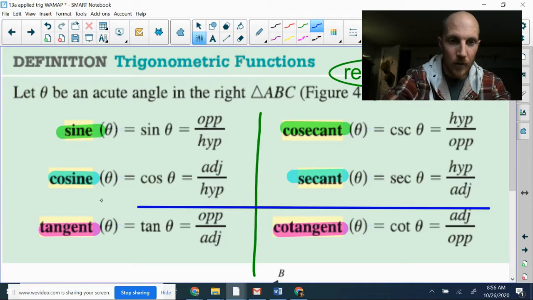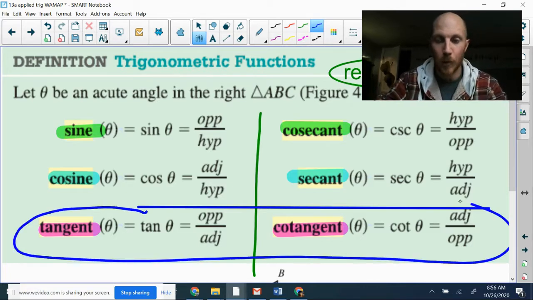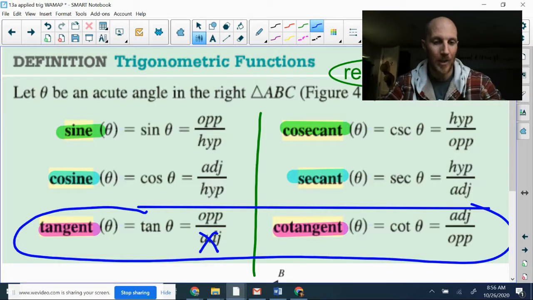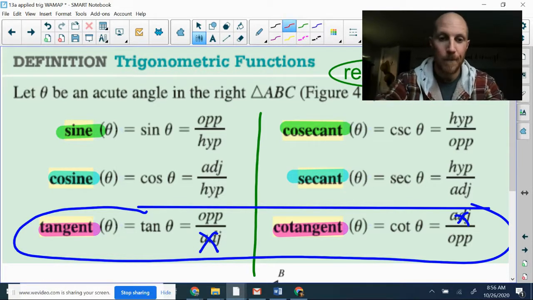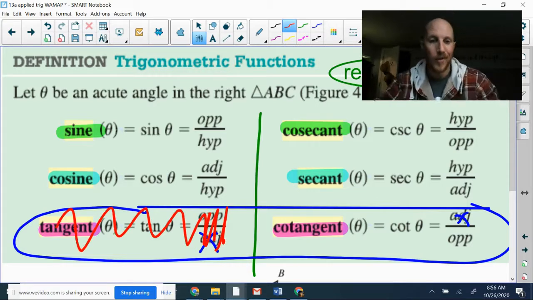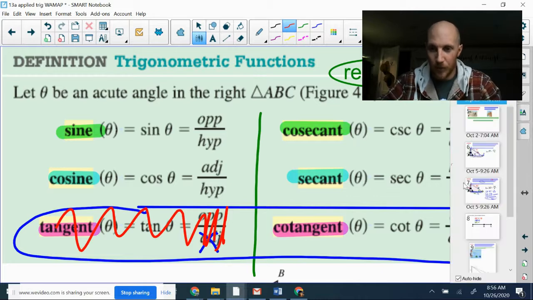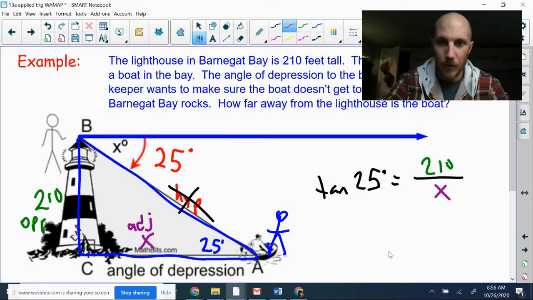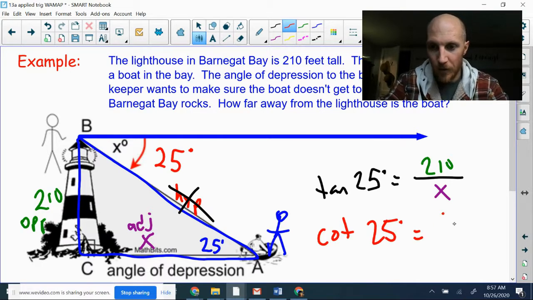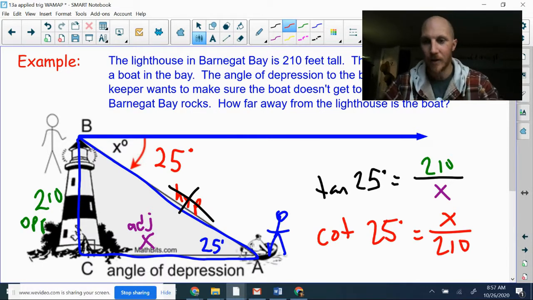So I have two choices here. Tangent and cotangent both use the opposite and adjacent sides. The tangent ratio is going to give me x in the denominator, that's the adjacent. Cotangent would give me x in the numerator, that's the adjacent side. I would much rather have my variable in the numerator, so I'm going to use cotangent. Cotangent is adjacent over opposite. All right, so cotangent of 25 degrees is x over 210.